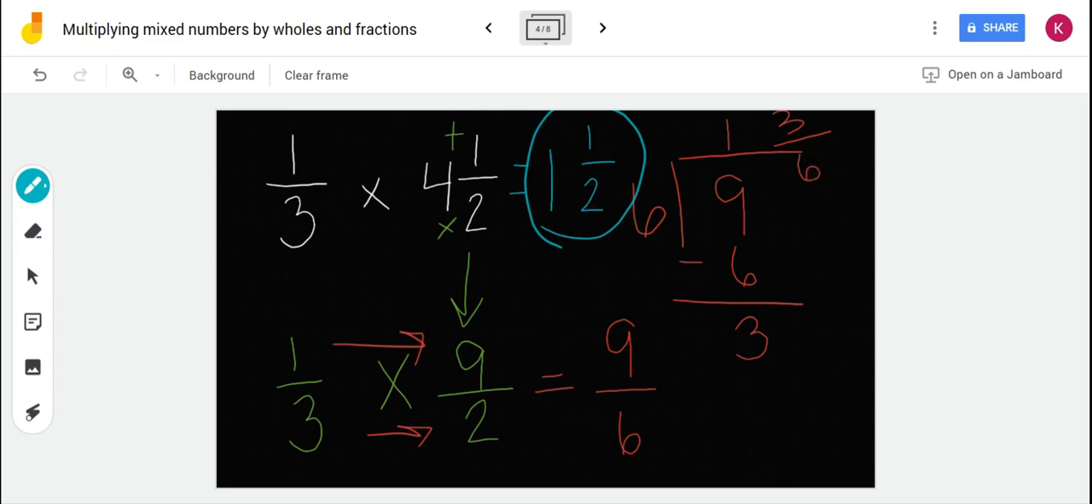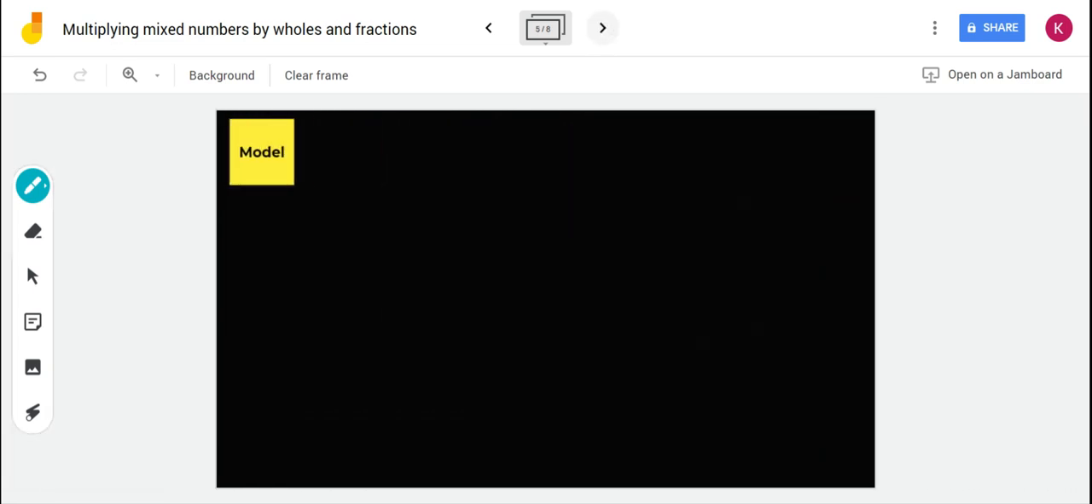So my answer would be 1 1/2. Let me prove to you why our answer is 1 1/2. Let's go back to this problem: 1/3 times 4 1/2. Really what I'm saying is I want 1/3 of 4 1/2.